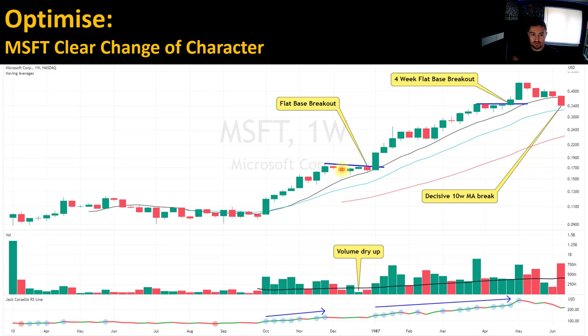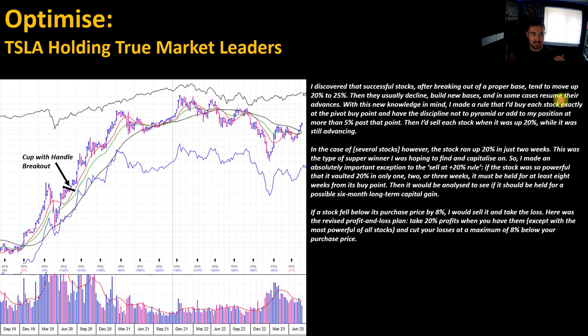So here's Microsoft, flat base breakout. Look how the volume dries up, then see how it trends. You get another flat base breakout coming through in here, and then the decisive break of the 10-week on increasing volume. Opens on the high, closes on the low. So here's Tesla. Tesla, holding true market leaders. This one here is a little bit tech heavy, but I think it is worth it.